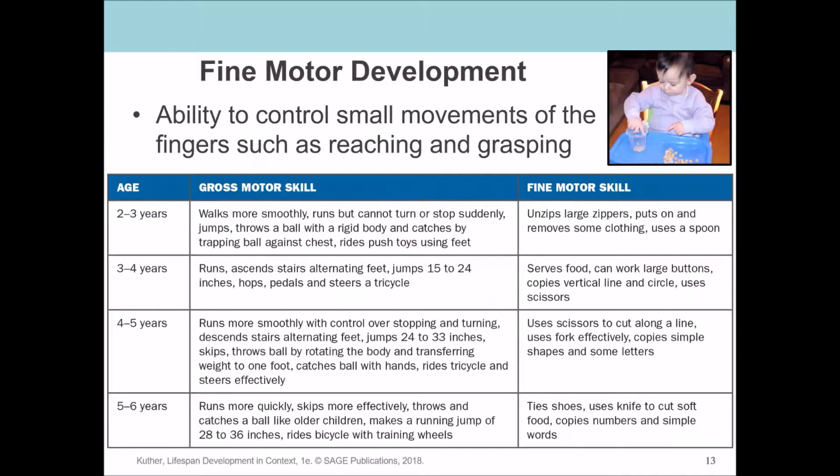Again, this chart is in your book, so you can look at it in a little bit more detail. But with fine motor skills, you see that they obviously go from much simpler, easy tasks like unzipping zippers or putting on clothing or using a spoon. And then eventually at 5 to 6 years, you see kids much better able to control their fine motor movements by tying their own shoes and being able to cut their own food.